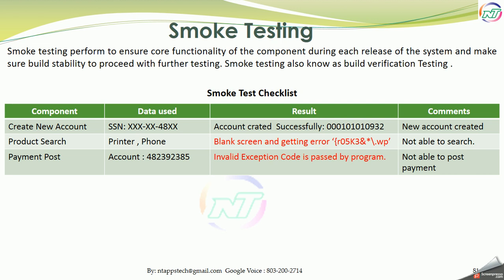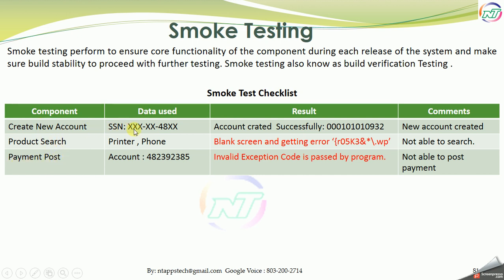So let's explain with a few components and an example how you prepare a smoke test checklist for your assigned component, what data you are using, and what the deliverable to the team is. So let's discuss. As you see here, there are three components: one is create new account, one is product search, and one is payment post.